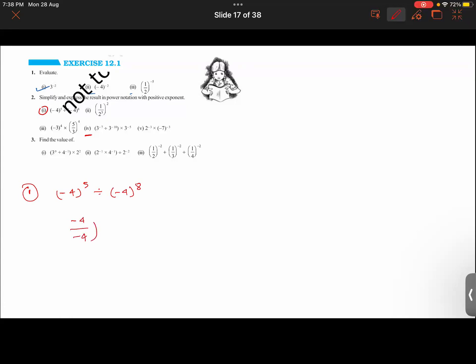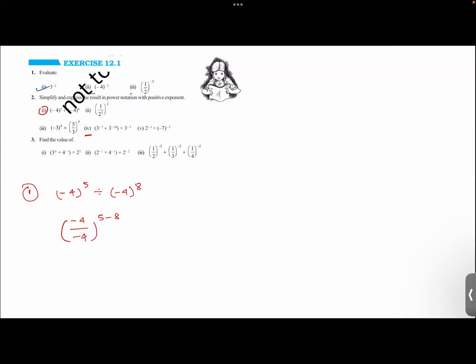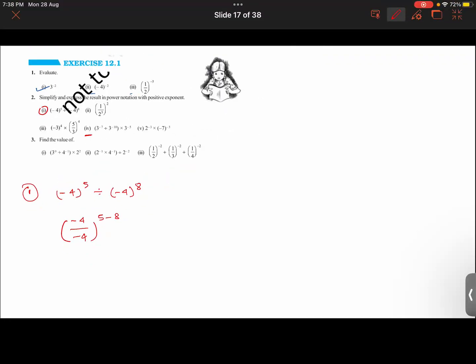-4 upon -4, 5 minus 8. Evaluate the first one, the one ticked with the blue color: 1 upon 9. No, you have to solve the ones which I have highlighted using the red color, this one and this one. You guys can just answer it, it will not be convenient to write it in the chat box.